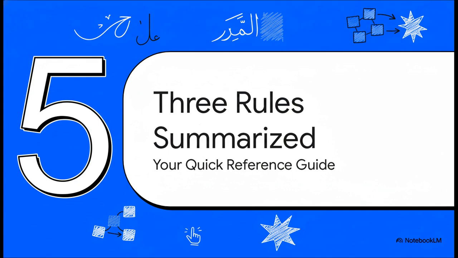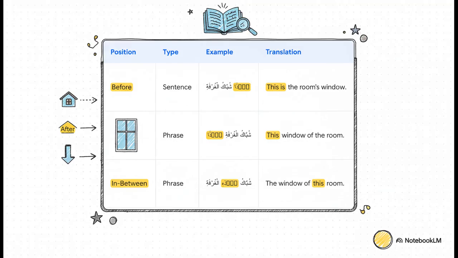Now let's just put it all together on one final summary slide. This is definitely the one you'll want to screenshot for your notes later. And here it is. This is the whole thing in a nutshell. Pronoun before, you've got a full sentence. Pronoun after, it's describing the first noun. Pronoun in the middle, it's describing the second noun. That's it. That is the key to unlocking this entire concept.